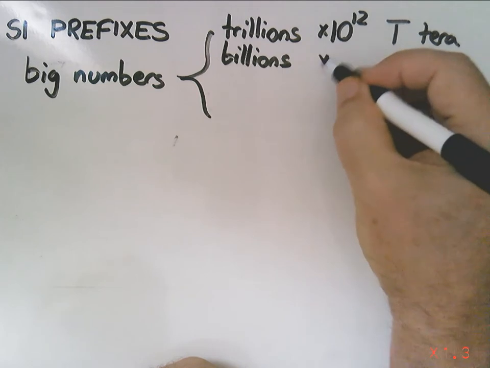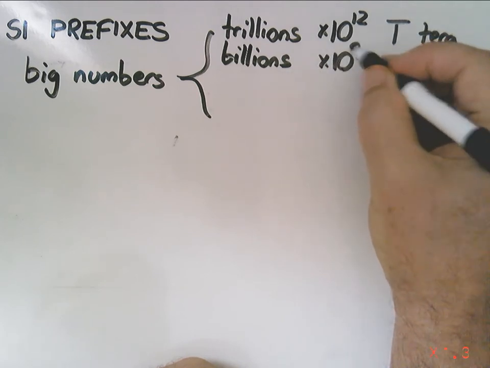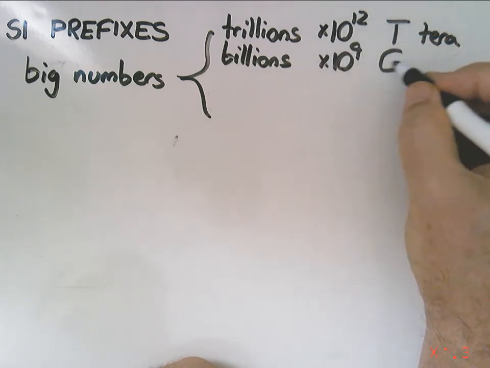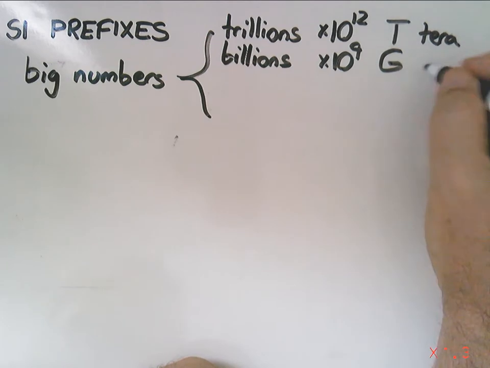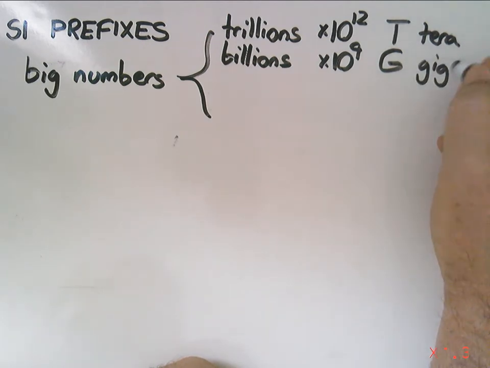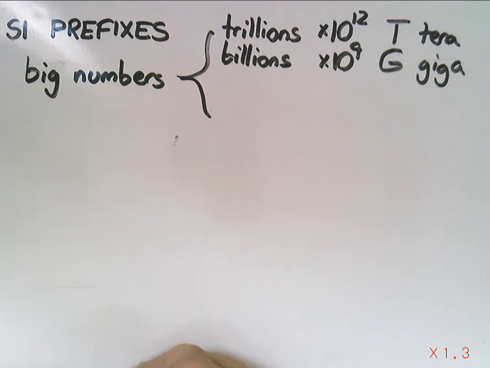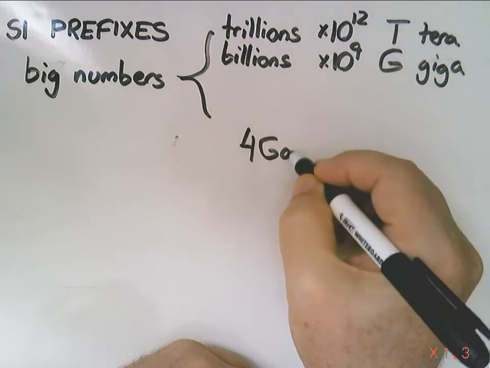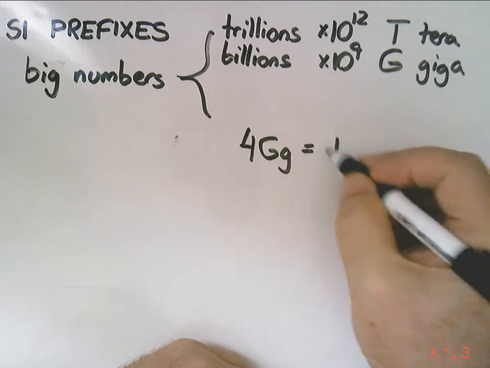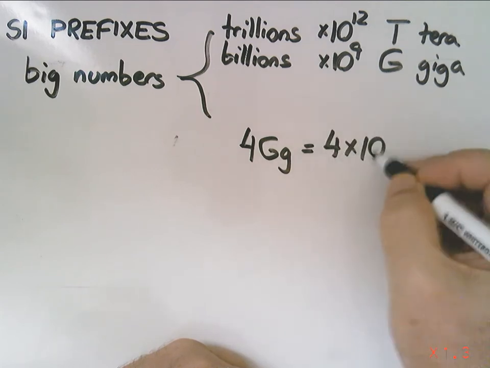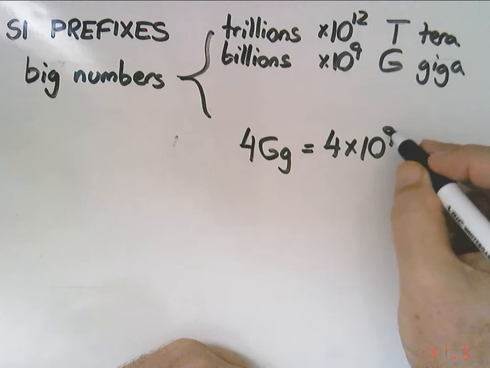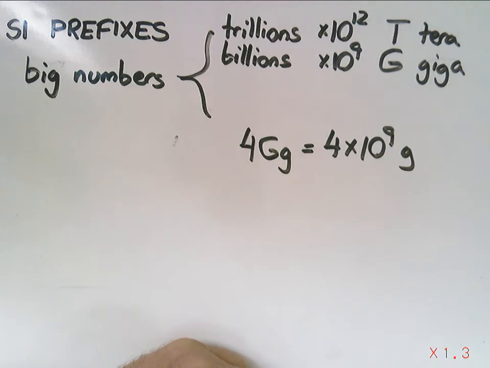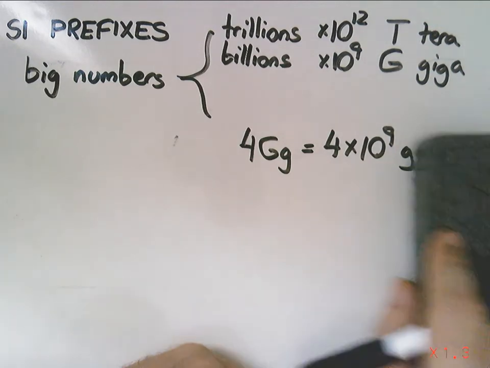Billions is times 10 to the 9. And its abbreviation is G for giga. So if I have something that is 4 gigagrams, that's the same thing as saying 4 times 10 to the 9 grams. It's just an abbreviation for that.